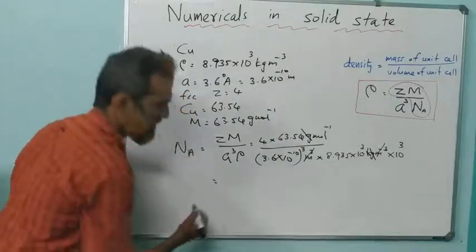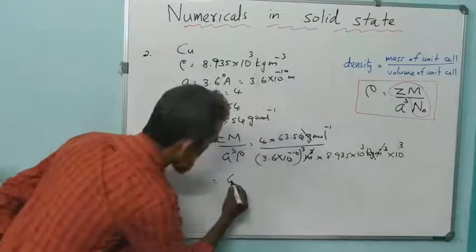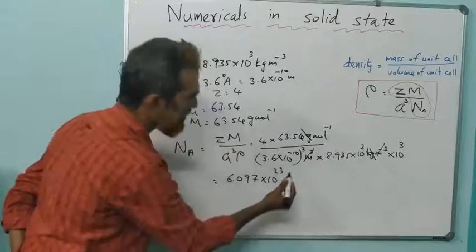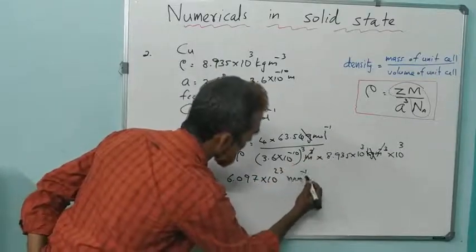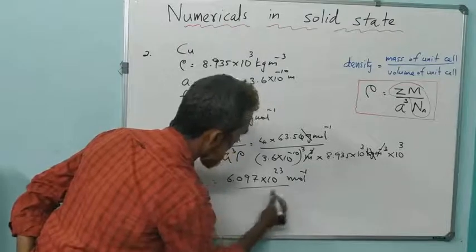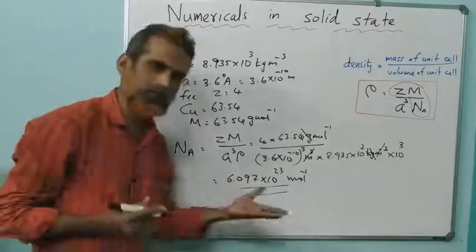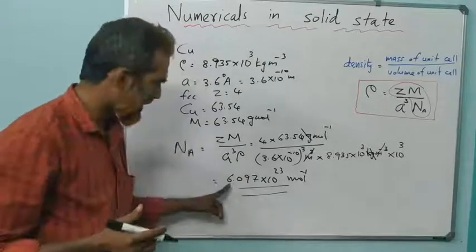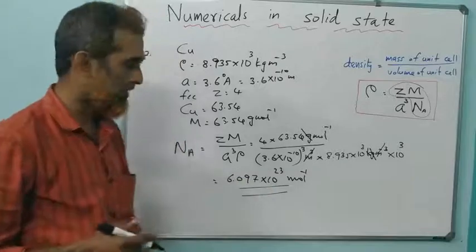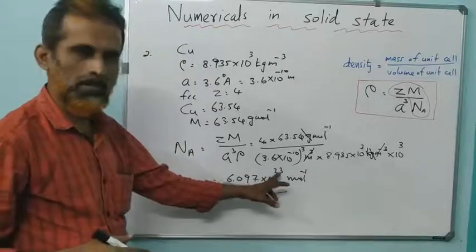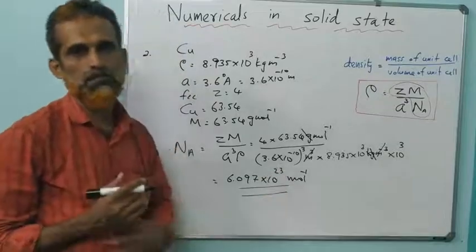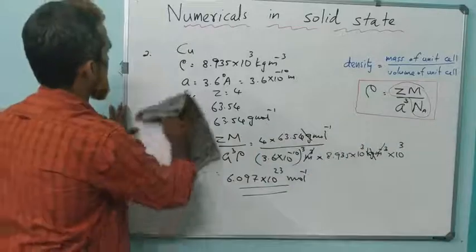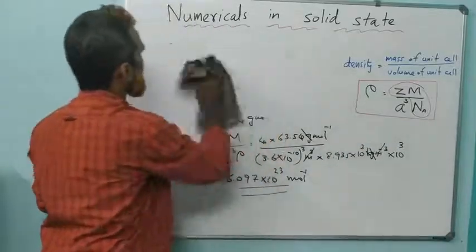By simplifying this, the value comes out to be 6.097 into 10 raised to 23, and you see the unit left out is mole inverse. That is the unit of the Avogadro constant. See, it's very close to the theoretical value. Accepted value 6.02. Okay, slightly it differs. Avogadro constant, and look at the exponent. That's very important. 10 raised to 23 is obtained. Fine. We will do one more, another type of question.